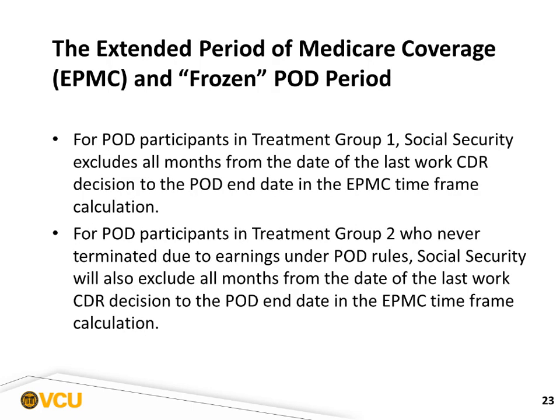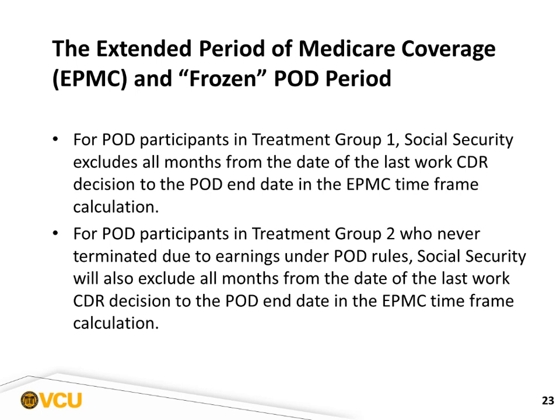Slide 23. On slide 23, let's take a look at the extended period of Medicare coverage, or EPMC, and the frozen POD period. Now remember that there were 2 treatment groups in POD, and the rules for each group were slightly different. Basically, it was possible for participants in treatment group 2 to terminate from entitlement if they earned enough for their cash payment to be suspended due to their earnings for 12 consecutive months.